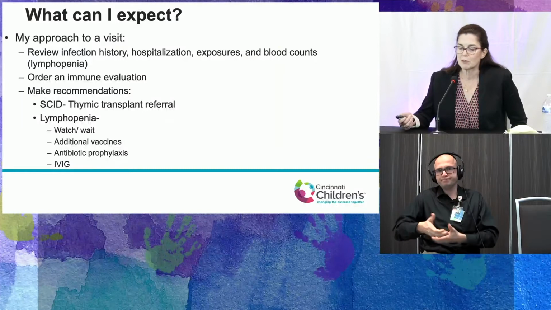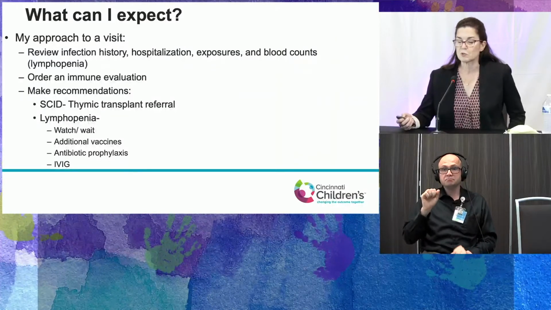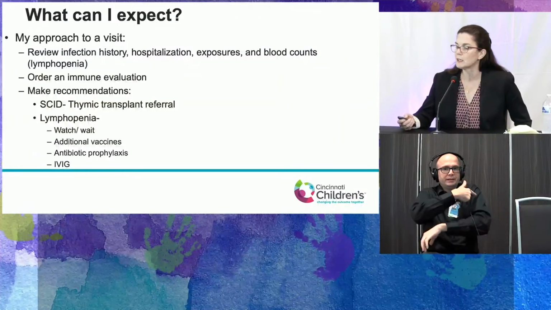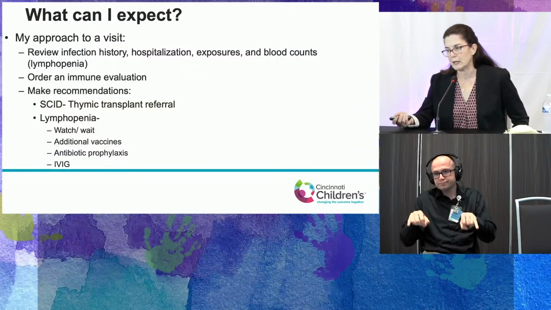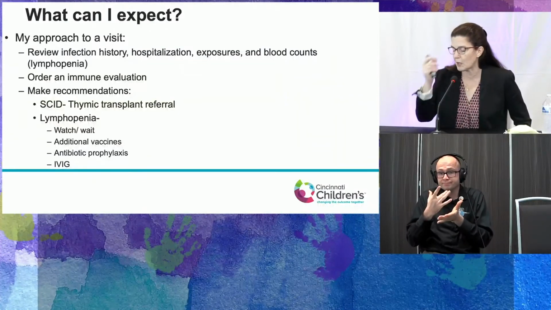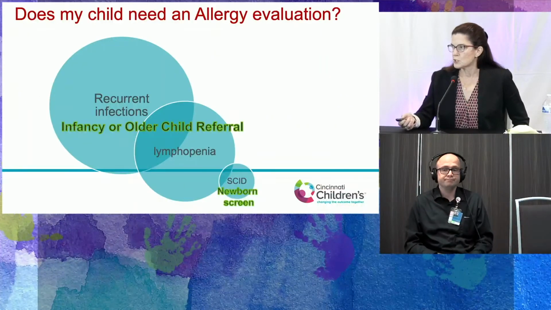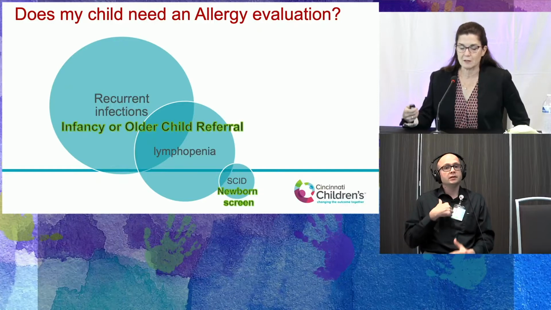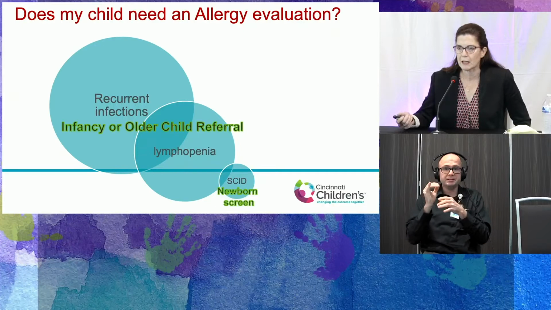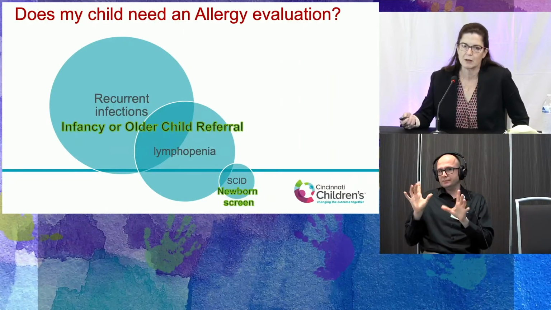For those who have lymphopenia, the lower number of T cells, we can either watch and wait, which is quite typical. We might order additional vaccines to try and boost immunity. We might put a patient on antibiotic prophylaxis, and less commonly put patients on immune globulin replacement. That's called IVIG. So I wanted to end with that. That was my summary of why you might need an immunologist, but I am also an allergist, and there's just a slight difference there, and then I think about allergies as well.